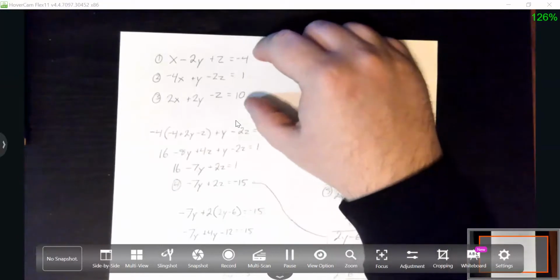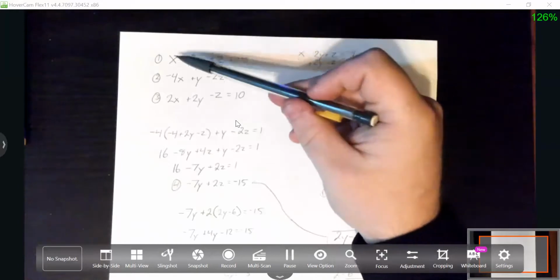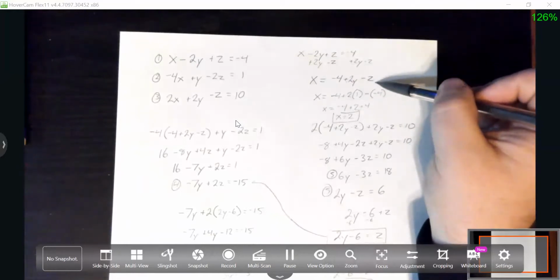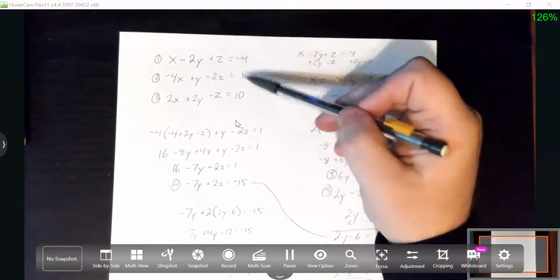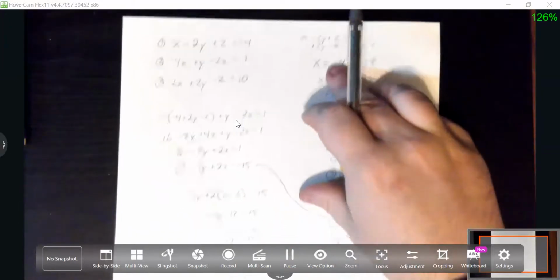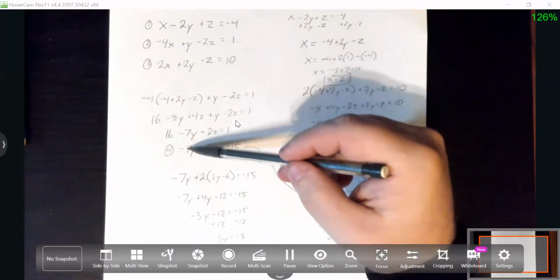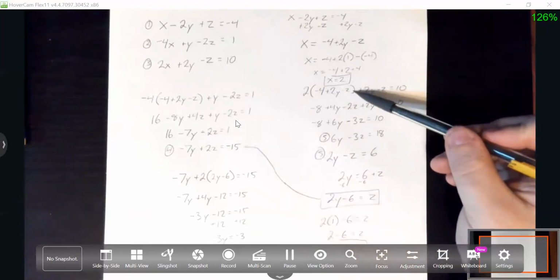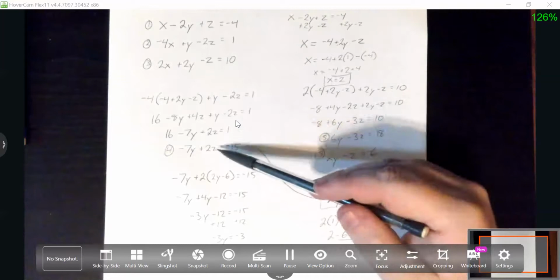So going over the process one more time, we started with 3 equations, 3 unknowns. We chose the easiest looking one, which was the first one. We chose the easiest looking variable, and we solved for it. So I got x equals -4 plus 2y minus z. Once we had that, we have to substitute it in to both of the other equations. So I substituted it into equation 2 and simplified it down. Now we have an equation that's just y's and z's. I substituted it into equation 3, simplified it, and we have an equation in just y's and z's. This made up my equations 4 and 5.